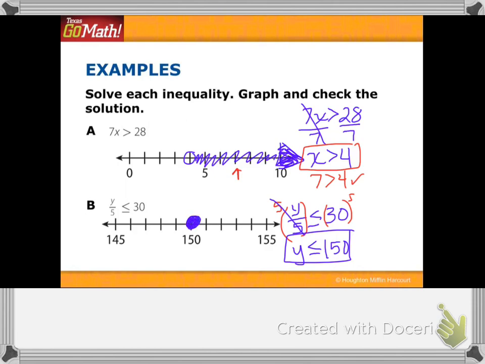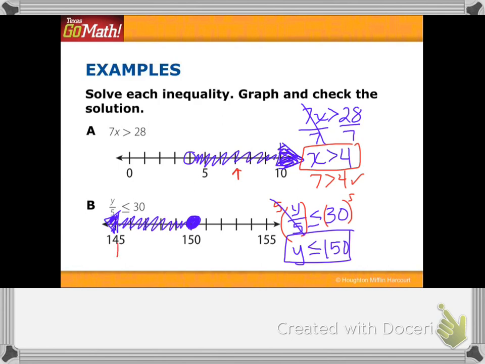And when I think about something that is less than 150, 100, 90, all of those numbers would be on the left side of 150 on my number line. So I'm going to shade to the left. And of course I'm doing that arrow to make sure that we know that it goes on forever.